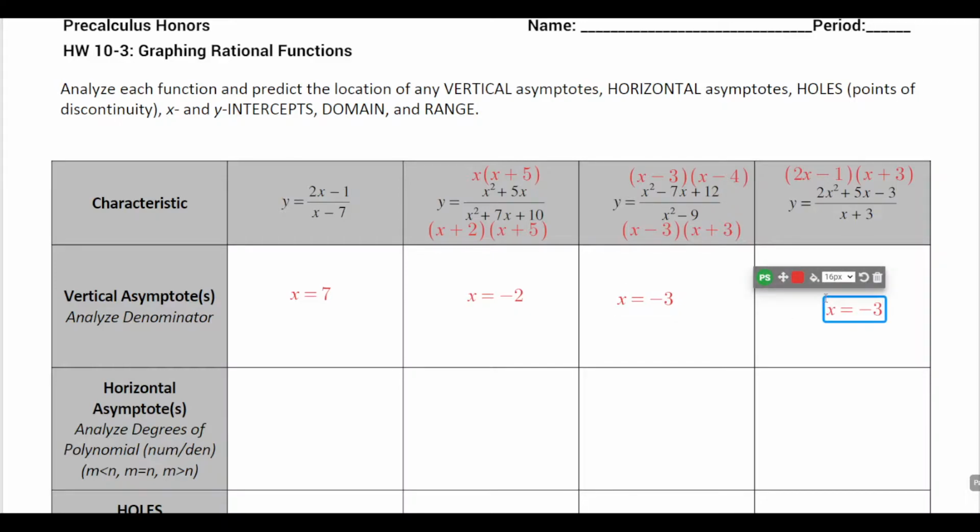Now for the horizontal asymptotes, what we do there is we compare the degrees of the numerator and the denominator. If they are the same, like on this one or this one, or actually all but the last one, then we divide the leading coefficients. So this would be like 2 over 1, which is just 2. This one would be 1 over 1, which is just 1. And this third one is also 1 over 1, so that would be 1 as well. Now for this last one, the degree on top is bigger than the degree on bottom, so this one actually has no horizontal asymptote. So I'll just say none.